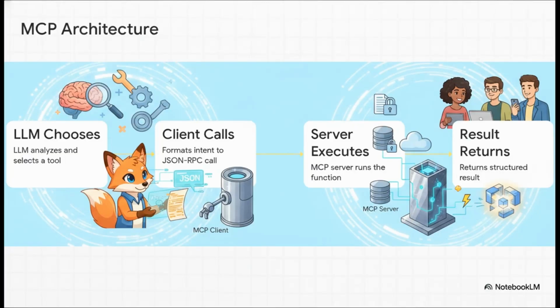Let's demystify how this actually works under the hood with a standard client-host-server architecture. Step 1. The LLM analyzes what the user is asking for and chooses a specific tool from its available options. Step 2. The MCP client, which sits right inside your AI host application, formats that intent into a standardized JSON RPC call. Step 3. The external MCP server receives this call and actually executes the function. That could be querying a database, fetching a file, you name it. And finally, Step 4. The server returns the result in a nicely structured format back to the LLM so it can formulate its final answer. It's just a remarkably clean, secure, and predictable loop.